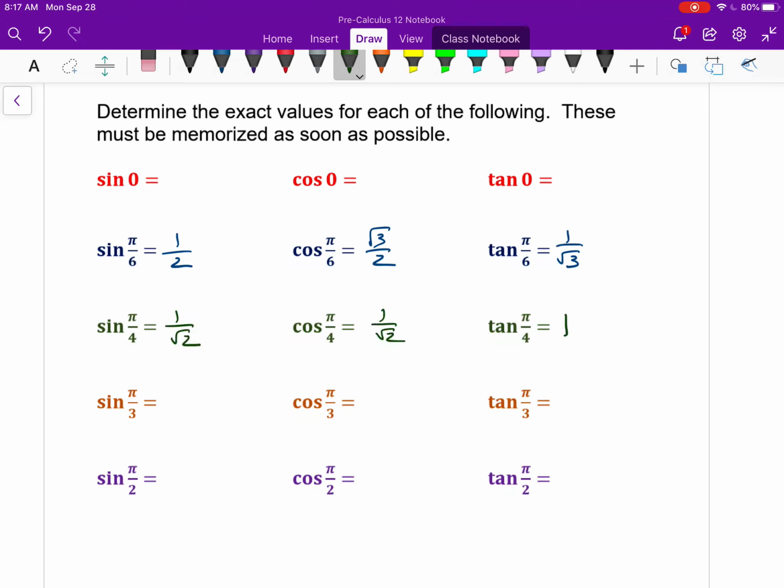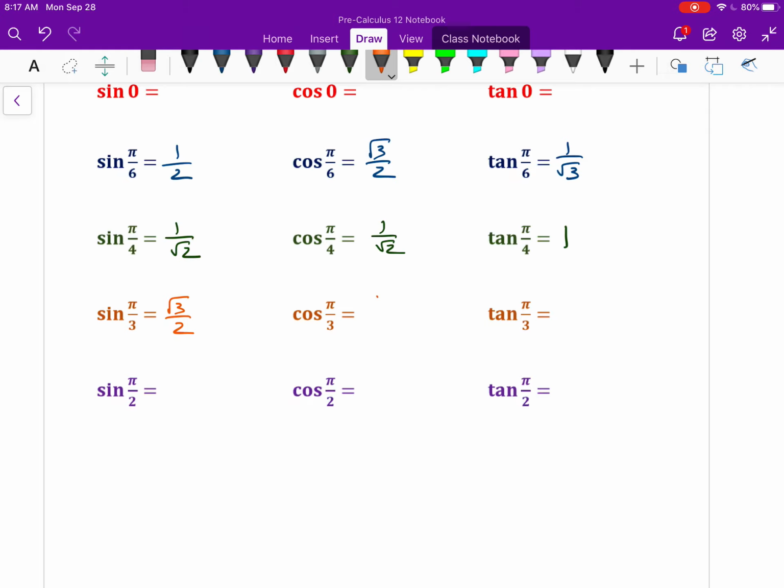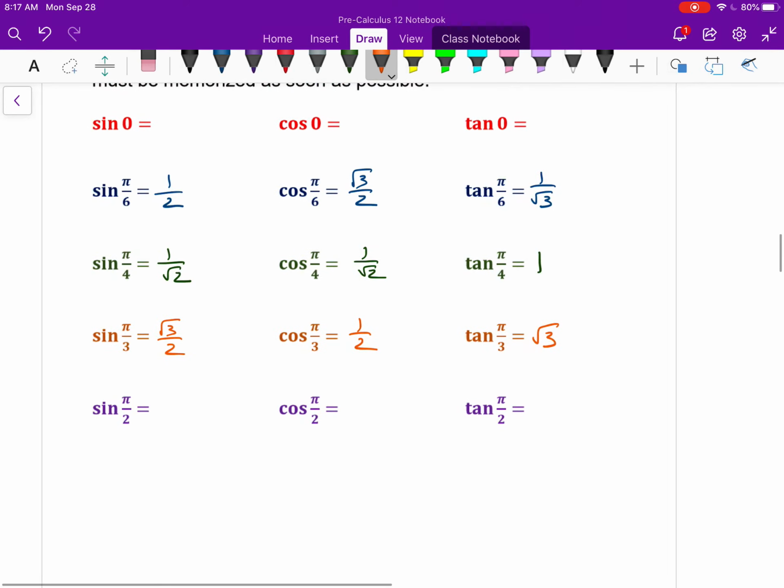For 60 degrees, pi over 3, sine is root 3 over 2. Cosine is 1/2. Tangent is root 3. So all of those, we now just want to memorize. All of these you can figure out by drawing out a special triangle, 30, 60, 90, and going to 1, root 3, and so on. But at this point, going forwards, we just need these memorized.